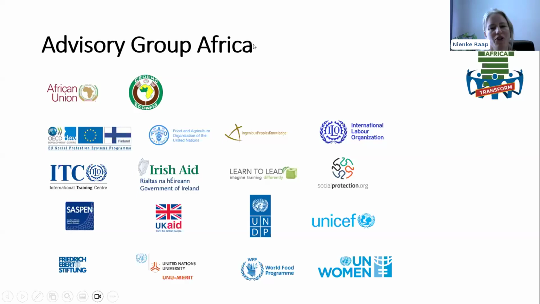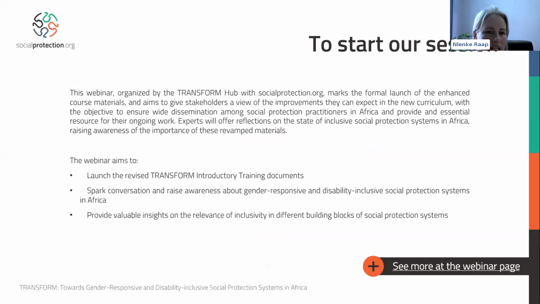So what prompted Transform to look more deeply into this topic of gender and disability? I think over the years, we have seen that there is a growing demand on mechanisms addressing vulnerabilities across the life cycle. And recognizing this gap, the Transform Advisory Group recommended the revision of the learning modules with explicit focus on gender responsive and disability inclusive social protection systems, ensuring that our practitioners, our trainees are capacitated with inclusive social protection principles and tools.